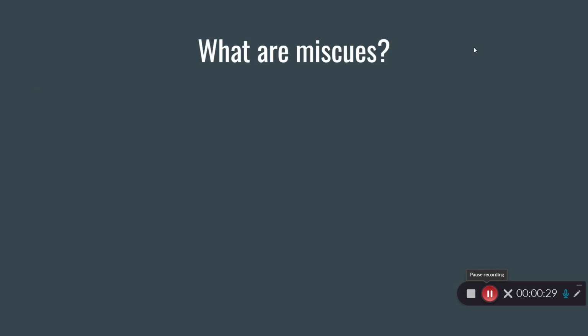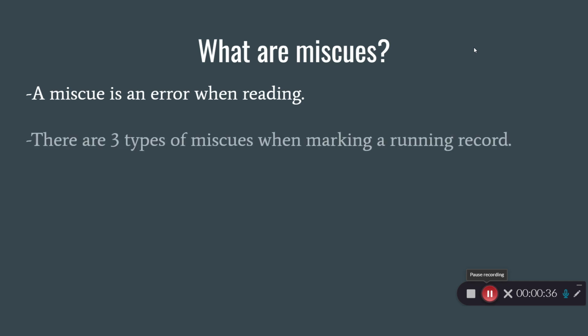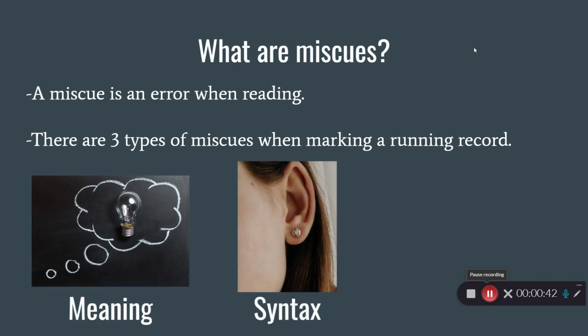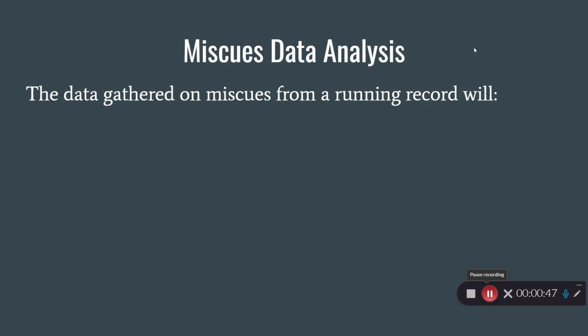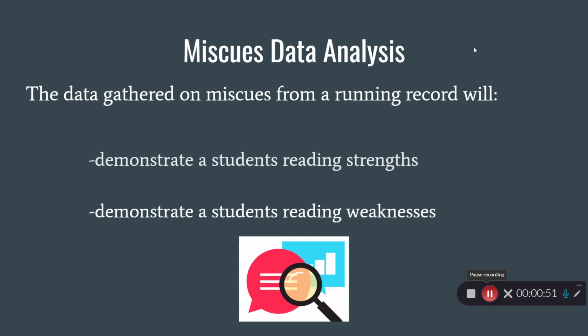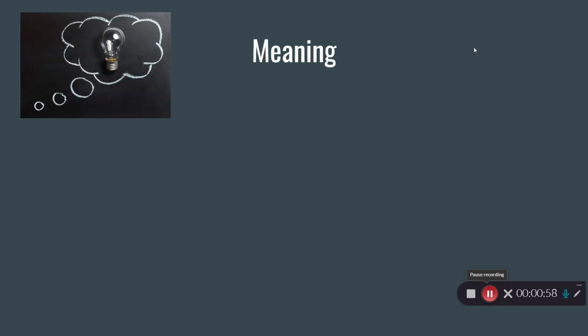So, what are miscues? A miscue is a specific type of error when reading. There are 3 types of miscues when marking a running record. They are meaning, syntax, and visual. The data gathered on miscues from a running record will demonstrate a student's reading strengths and a student's reading weaknesses. Let's dive into the miscues.